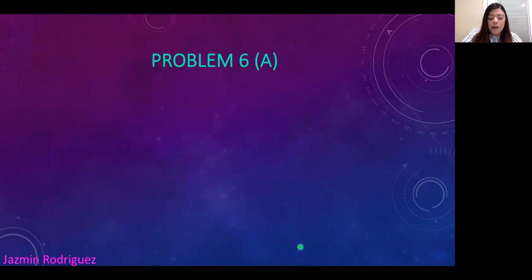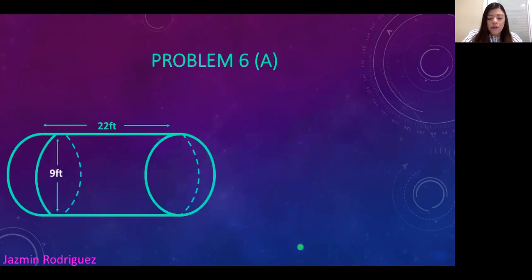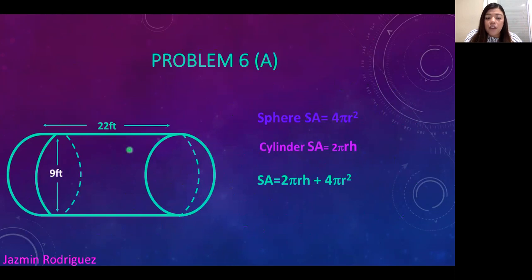Okay, y'all, and for problem number 6, we are given this lovely figure right here, and as we can see, we have a cylinder, and then we have 2 hemispheres, which when we put them together, that equals 1 sphere. It wants us to determine the surface area, and we know that the surface area of a sphere is given to us by 4 pi r squared. And then the surface area of a cylinder is going to be 2 pi RH. In order to get the total surface area of the whole figure, we have to combine both of our individual surface areas for our sphere and our cylinder.